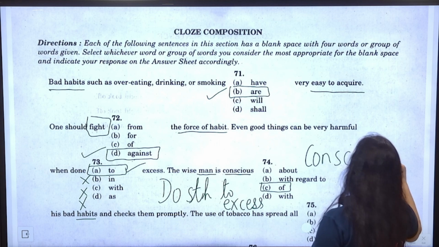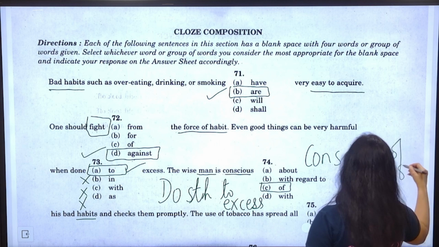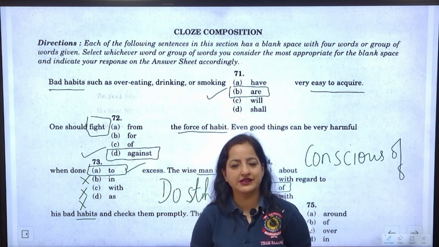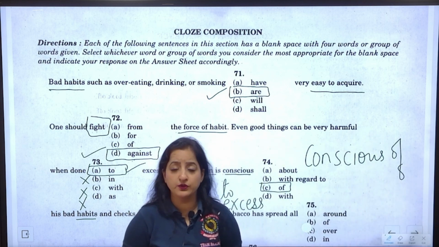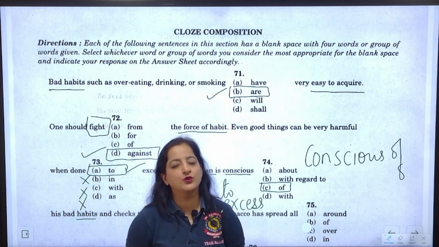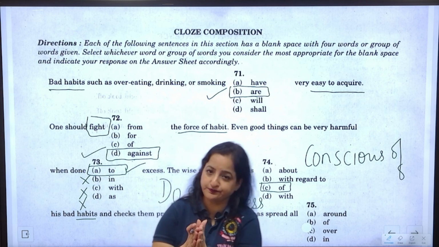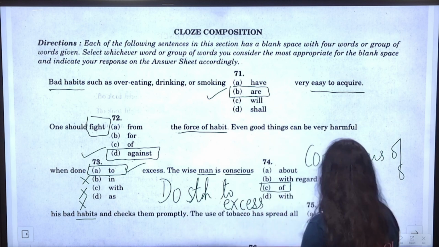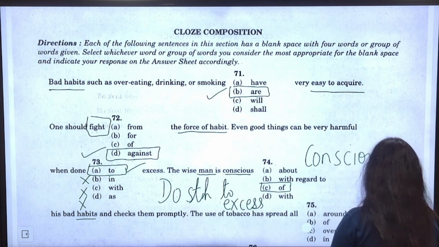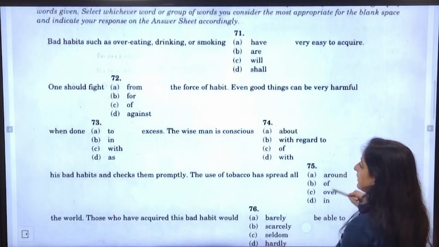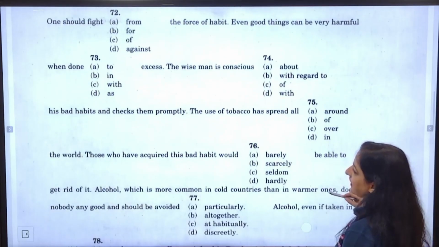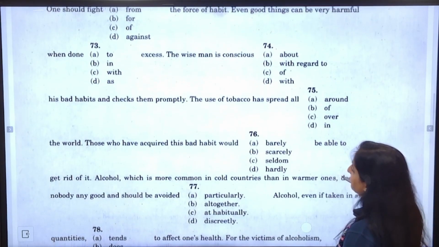After conscious, we never use about, we actually use of. He's conscious of himself. You should be conscious of your words. Yeah, be mindful of what you say to people. Conscious of. Fixed preposition. Okay. Next one. So the wise man is conscious of his bad habits and checks them promptly.